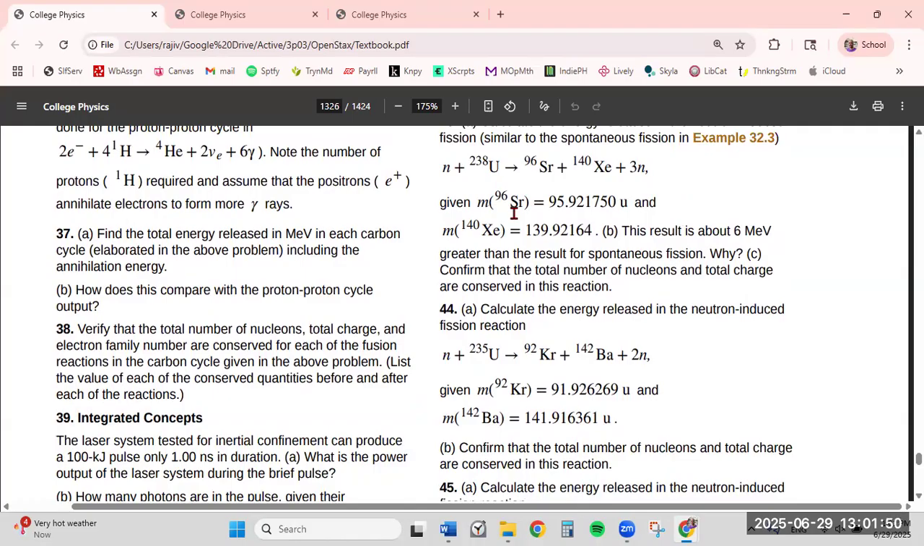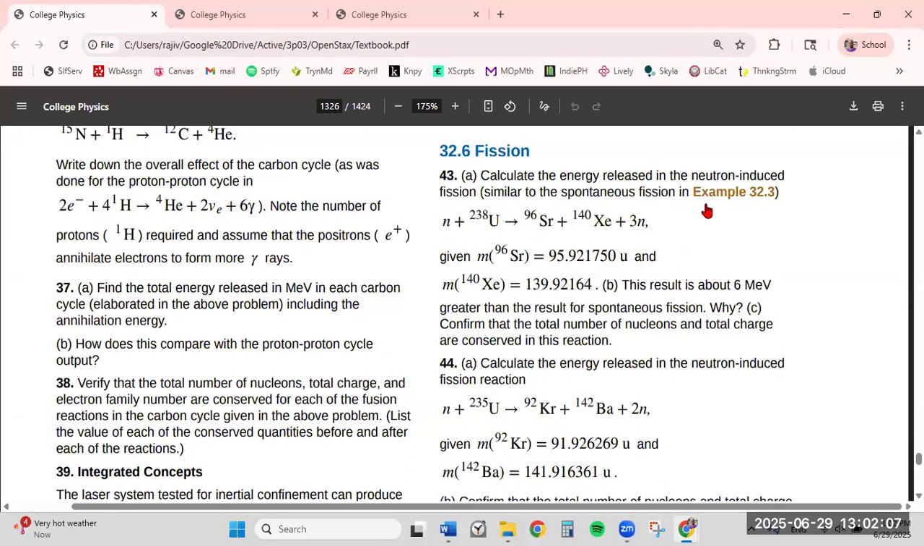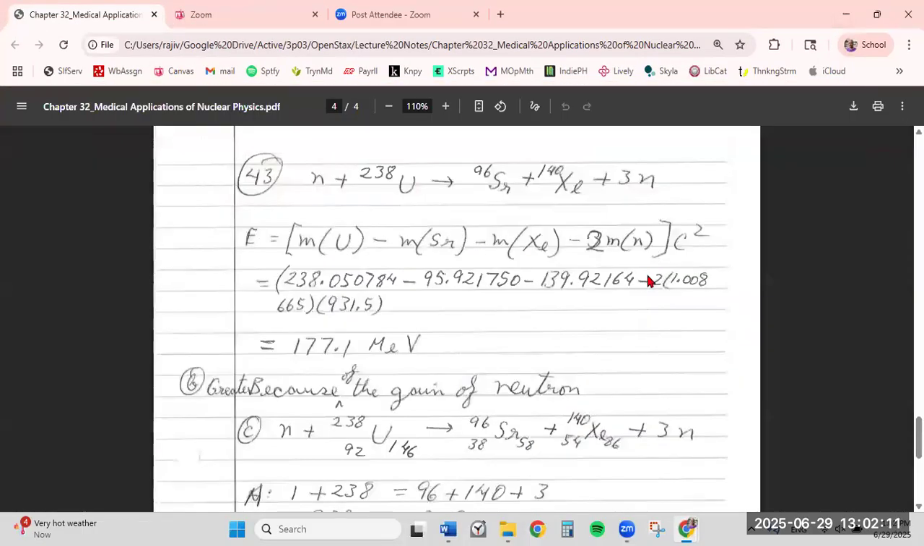So starting with the energy, this result is about 6 MeV greater than the result for spontaneous fission, and so on. Confirm that the total number of nucleons and total charge are conserved in this reaction. Okay, so let's write down this equation and then figure out the energy that's released.